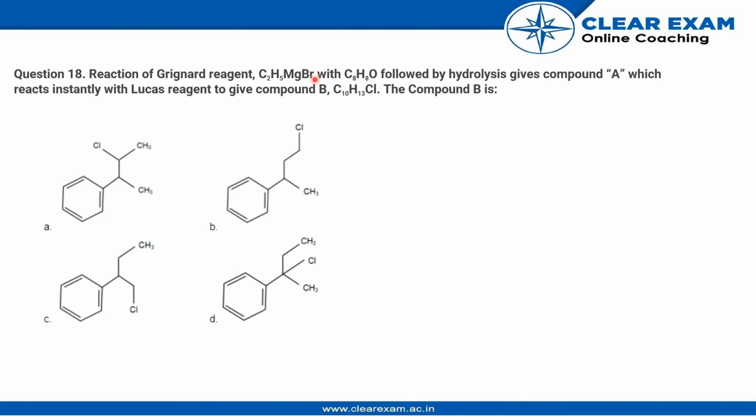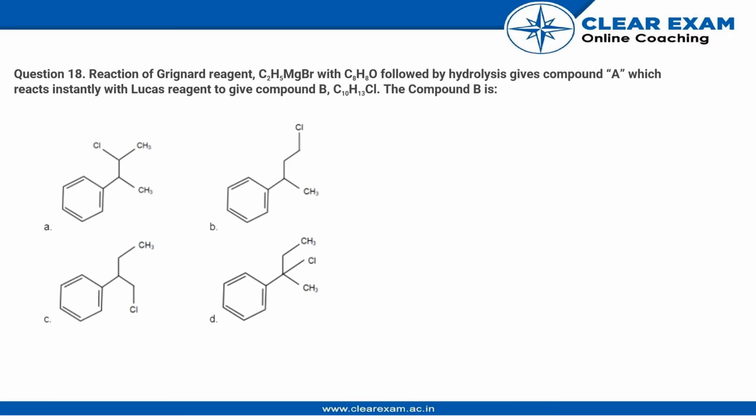Reaction of Grignard reagent C2H5MgBr and C8H8O followed by hydrolysis gives compound A, which reacts instantly with Lucas reagent to give compound B, C10H13Cl. The compound B is.